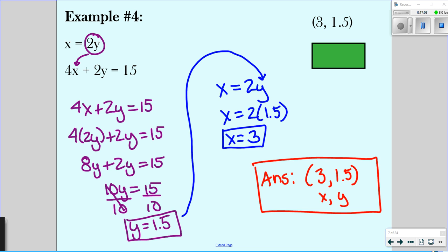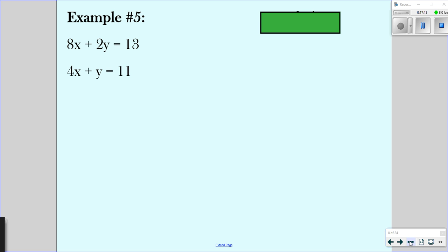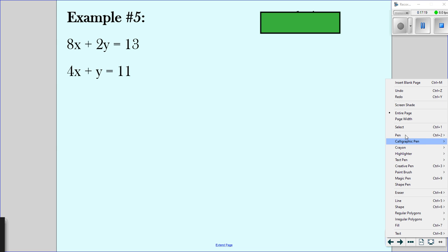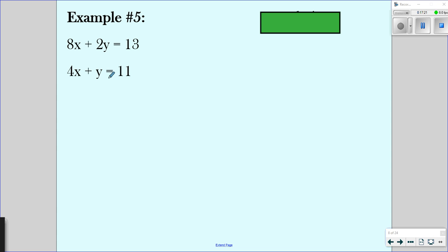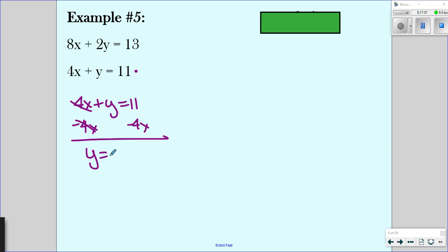Okay, one more. All right, so now we have to change one of them to be either y equals whatever or x equals whatever. Which one will I take? I'll take this one and I'll change it to y equals. So that's my first step. I'm going to subtract 4x on both sides. Cancels out, y equals negative 4x plus 11.